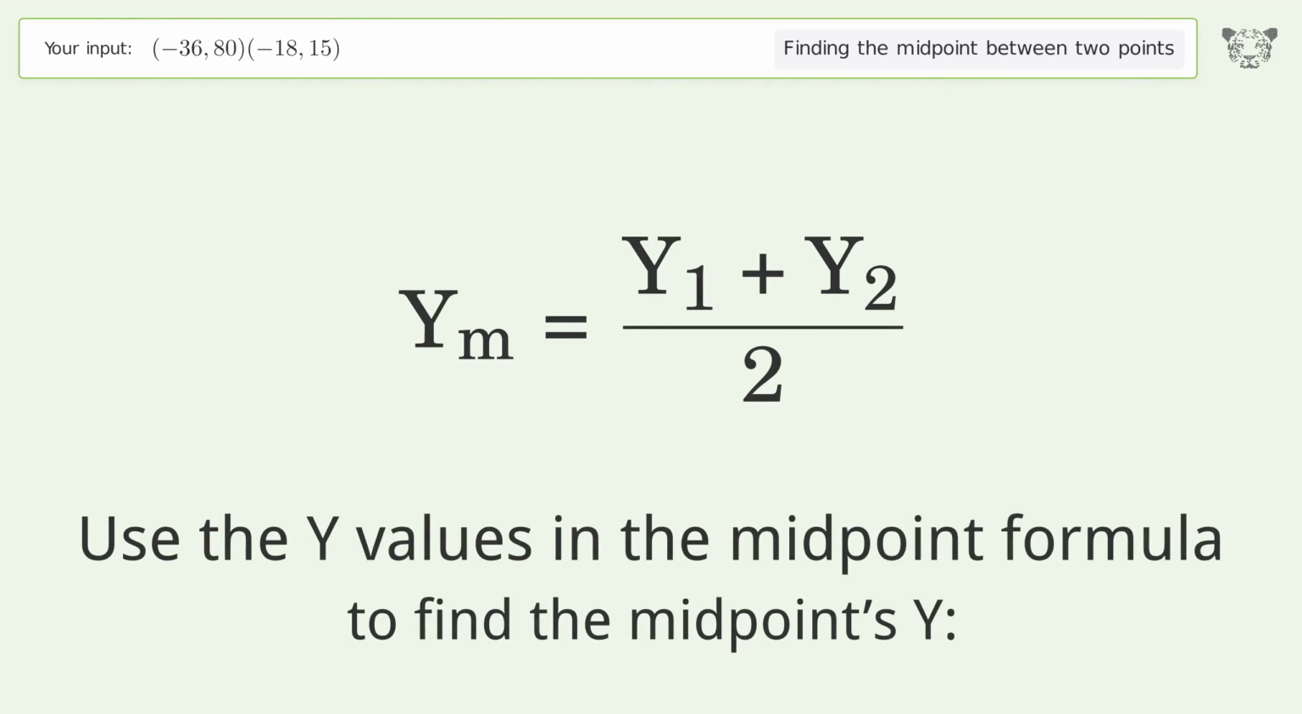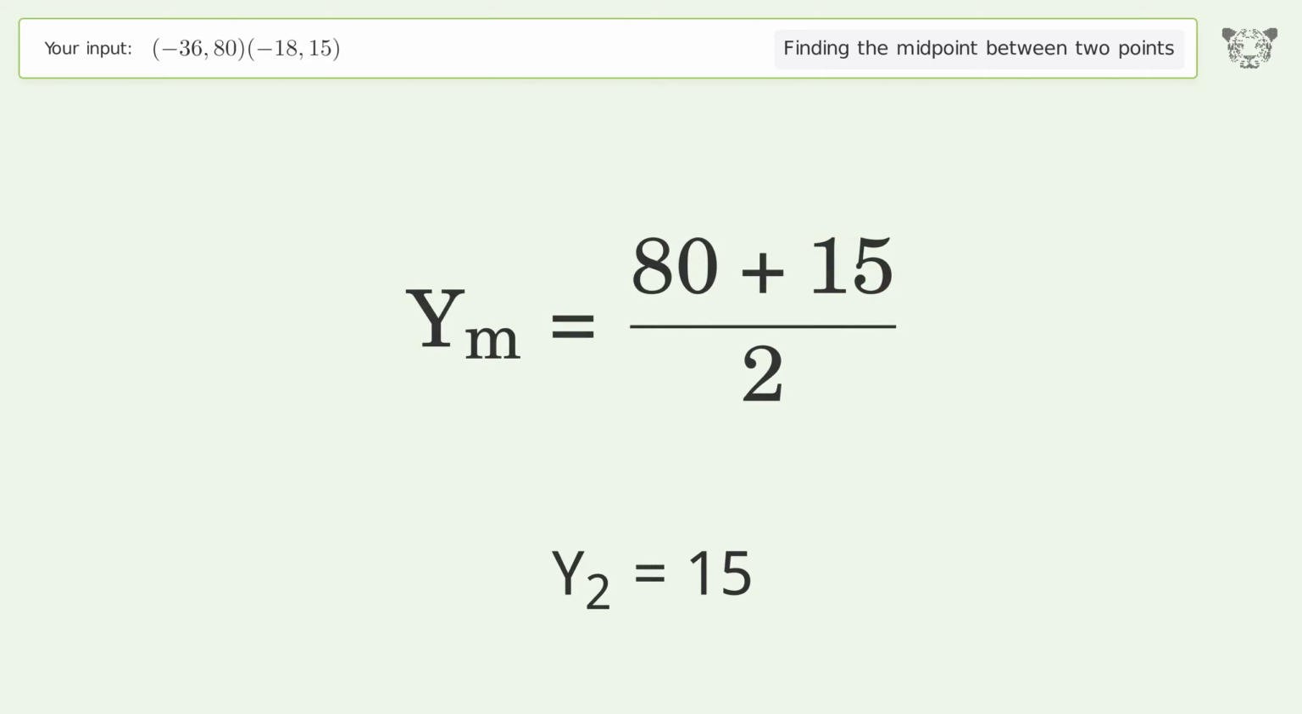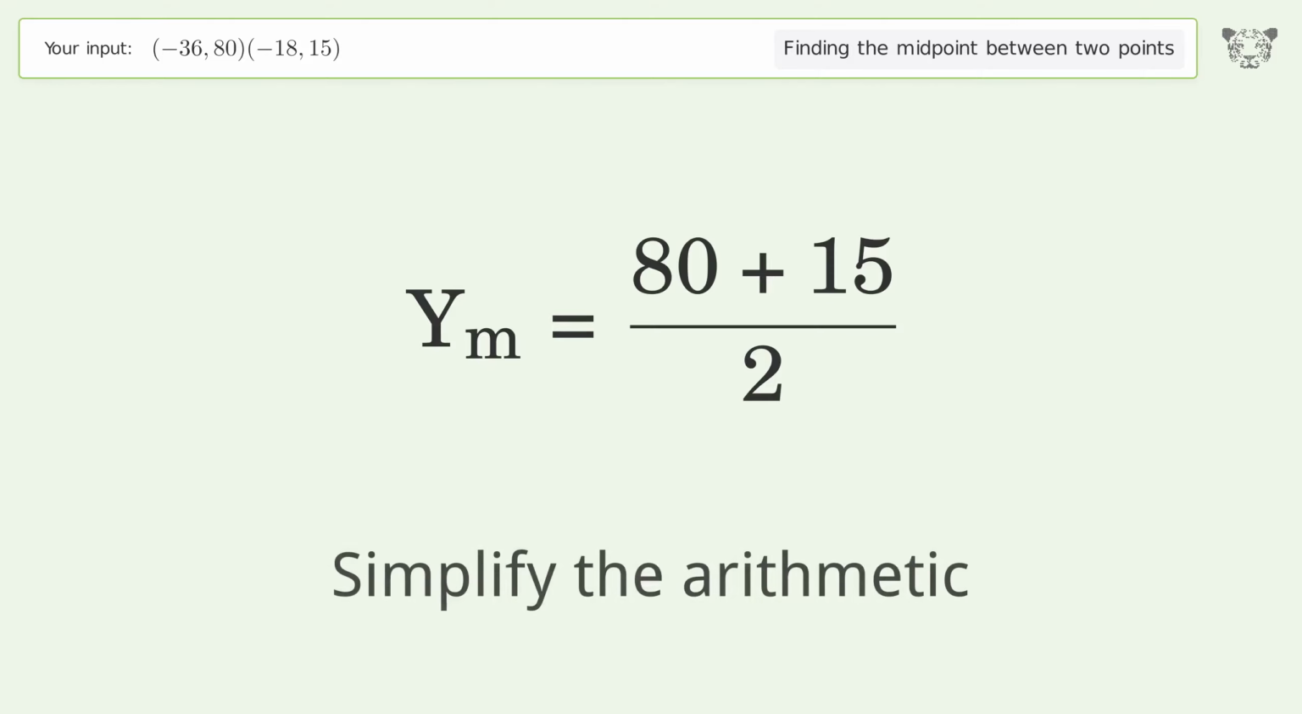Use the y values in the midpoint formula to find the midpoint's y. y1 equals 80. y2 equals 15. Simplify the arithmetic.